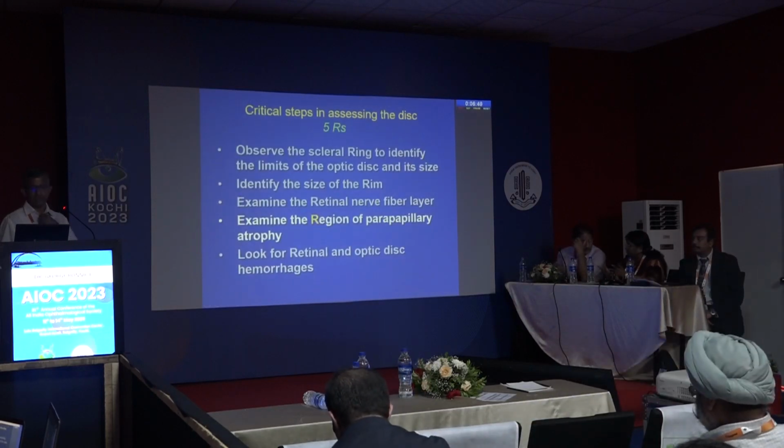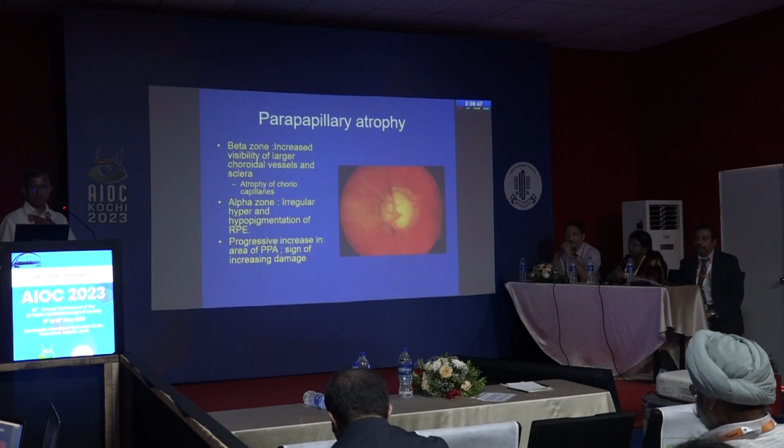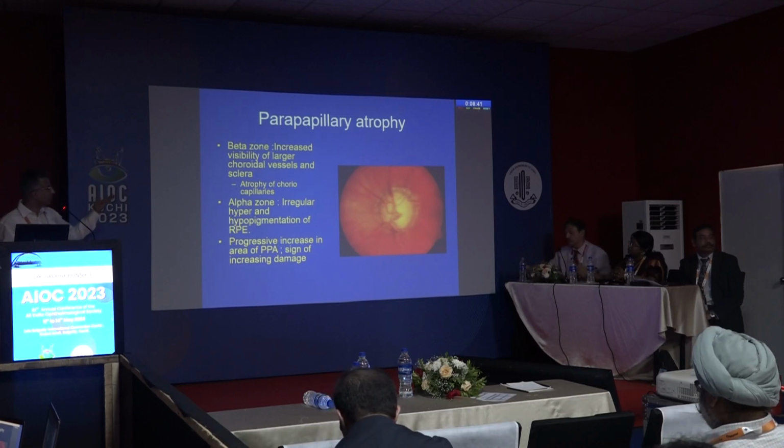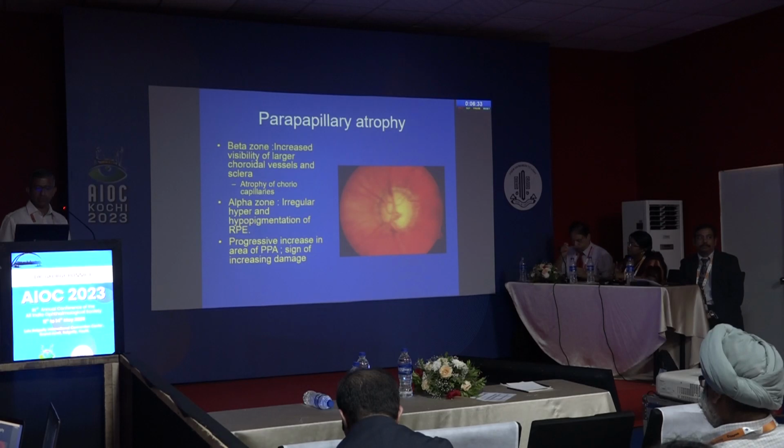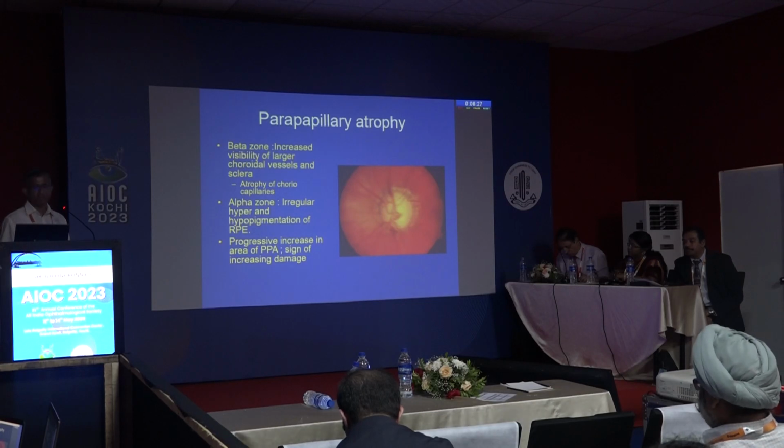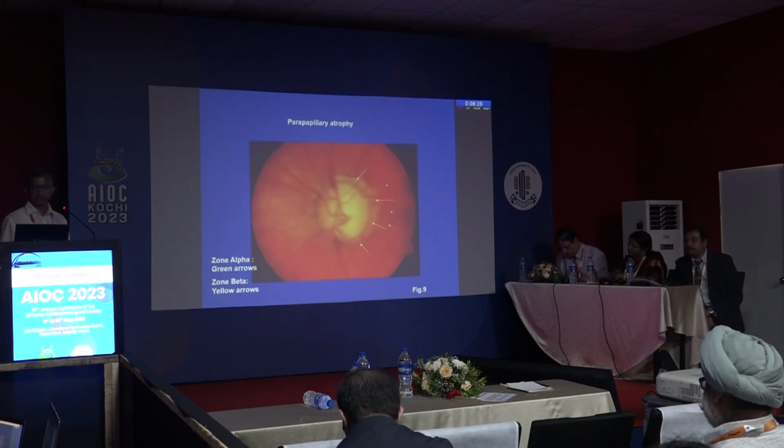Now you look for the areas of peripapillary atrophy. And why is the peripapillary atrophy important? It's important because of increased visibility of the choroidal vessels and sclera because of the atrophy of choriocapillaris, which can also be a sign of glaucoma. So the alpha zone is not that significant. It's a regular hypopigmentation of the RPE. A progressive increase in the peripapillary atrophy can be a sign of increasing damage, like in this disc over here.